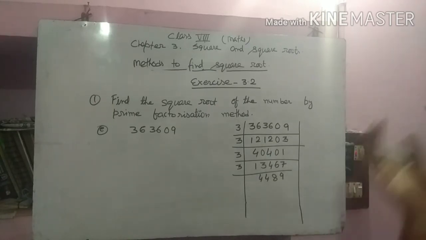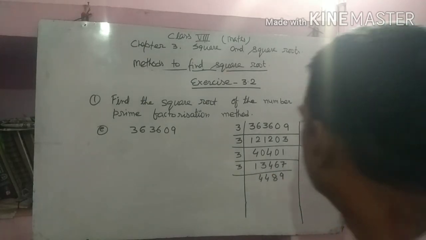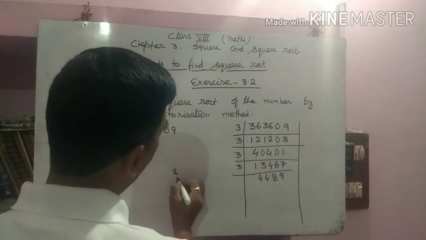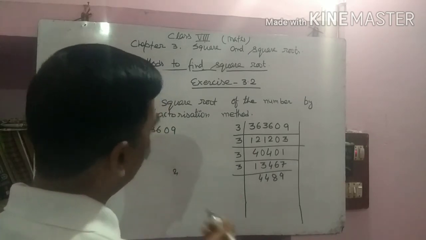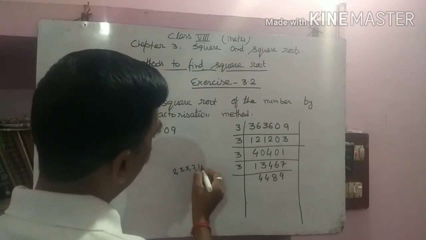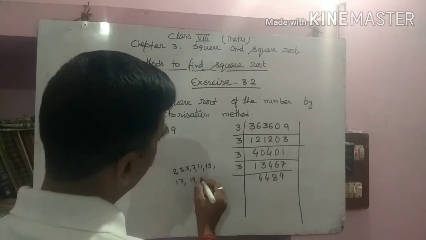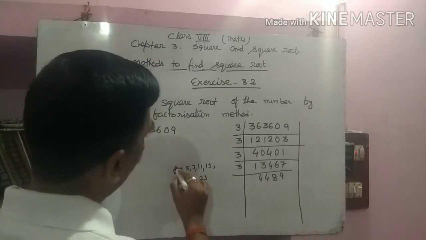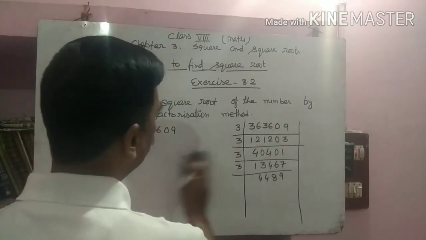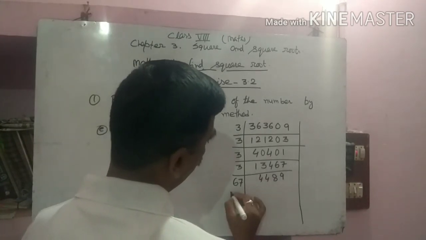So we have to find the number which can divide 4489. The number should be prime. As you know, the prime numbers from 1 to 100 are 2, 3, 5, 7, 11, 13, 17, 19, 23 and so on. We have to check one by one, but finally you get that this number is divisible by 67.